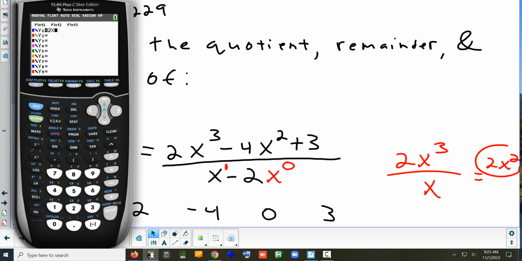So we have 2x cubed. Make sure you use parentheses. Minus 4x squared plus 3. We're going to divide by x minus 2. Now in y2, I'm going to put in what we found the EDA was. 2x squared. And make sure you put your divided by symbol, not multiply, like I did.